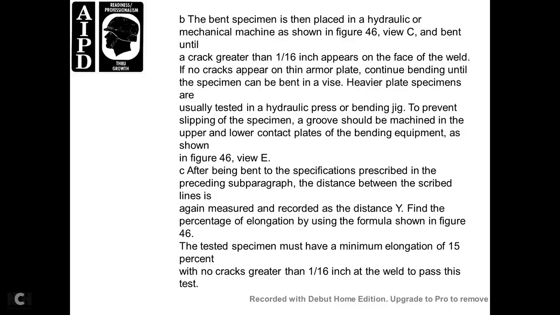B. Then the bent specimen is placed in the hydraulic mechanical machine shown in figure 46. With the bend, any crack greater than 1/16 of an inch appearing on the face, with no cracks appearing with the armor plate, continue bending until the specimen can be bent in a vise.